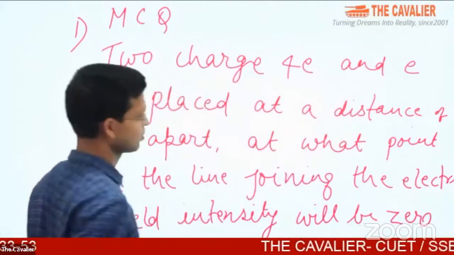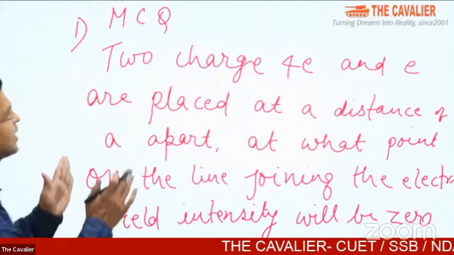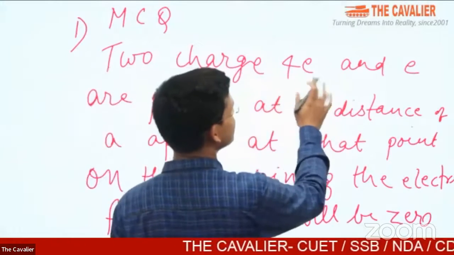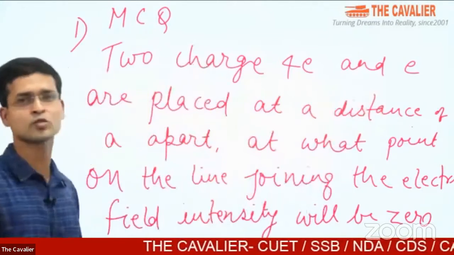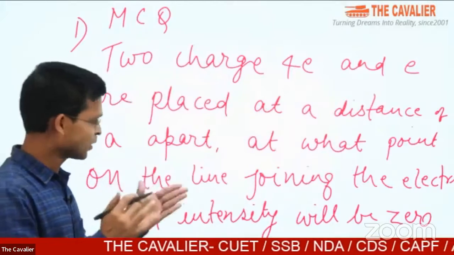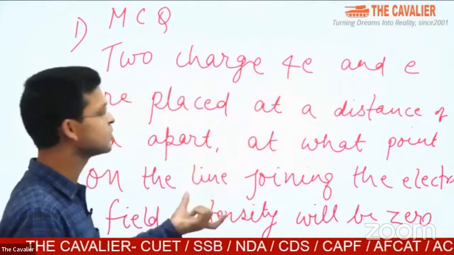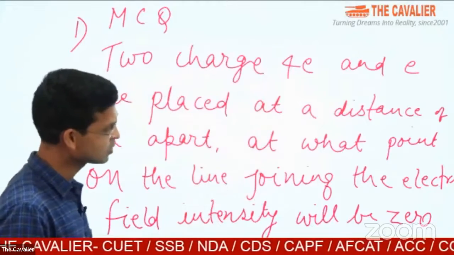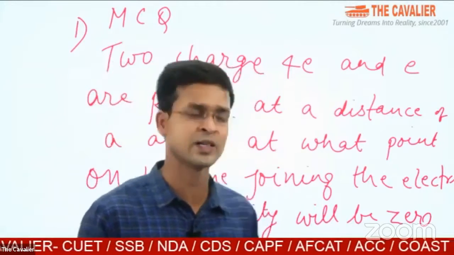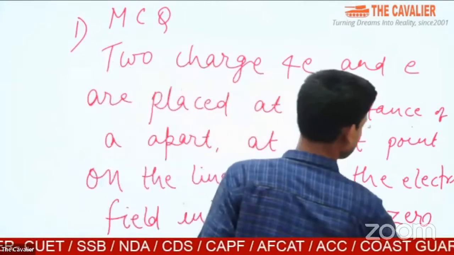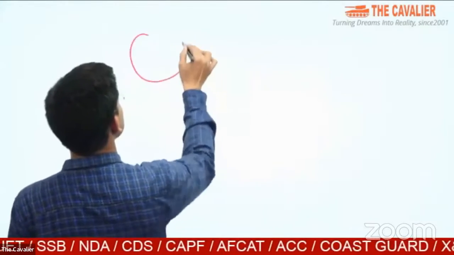Okay, the question is that there are two charges, plus 4E and E, placed at a distance of A apart. Correct? At what point on the line joining them will the electric field intensity be 0? Now you can solve it.